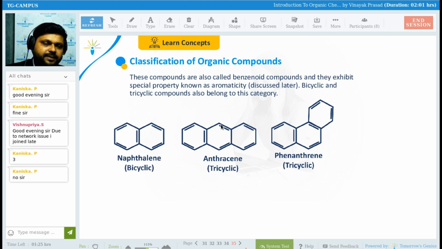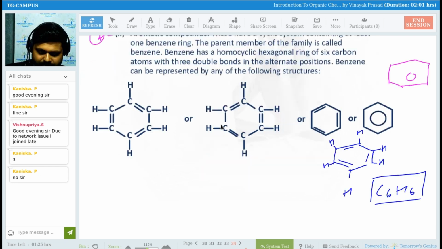Now see here, classification of organic compounds. This is also an aromatic compound. See guys, alternate position means you can see here: double, single, double, single, double, single. At alternate positions, double bonds are coming. So if double bonds are coming at alternate positions, it means aromatic compound. Is it okay?